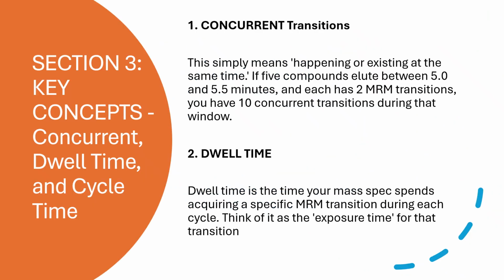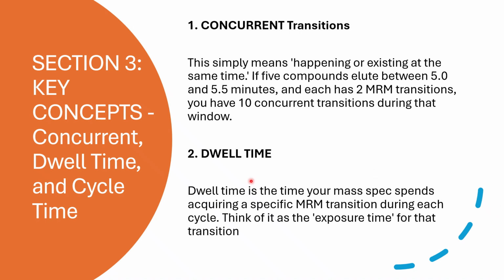Before getting into calculations, let's nail down 3 critical terms you'll see everywhere in MRM method development. First one is concurrent transitions. This simply means happening or existing at the same time. If 5 compounds elute between 5 to 5.5 minutes and each has 2 MRM transitions, then you have 10 concurrent transitions during that window.